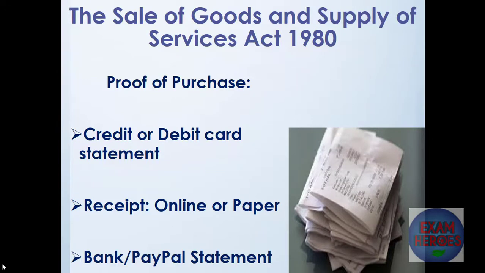Often if you go to return a good, you'll be asked for proof of purchase. This can be a credit or debit card statement, a receipt, either a paper one or online. For example, Lifestyle Sports will give you an online receipt now, as many other retailers will follow. A bank or a PayPal statement, if you've paid for this in any way.